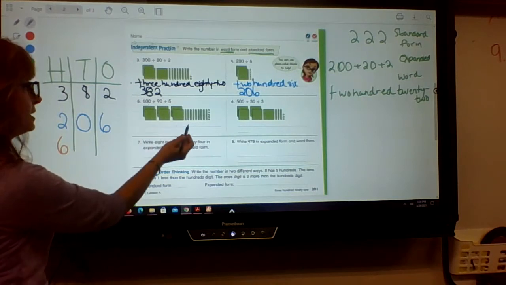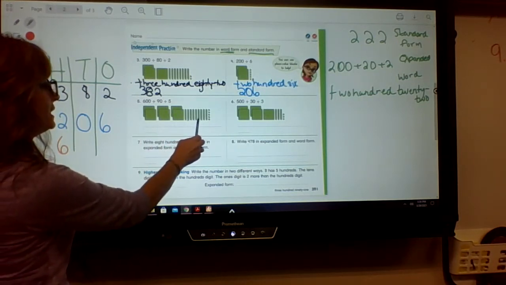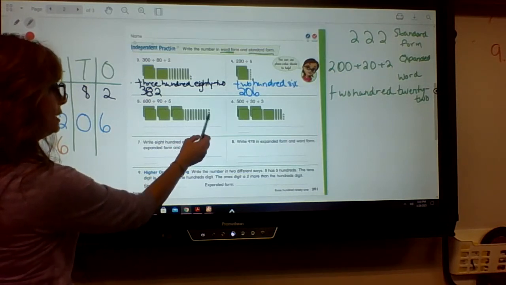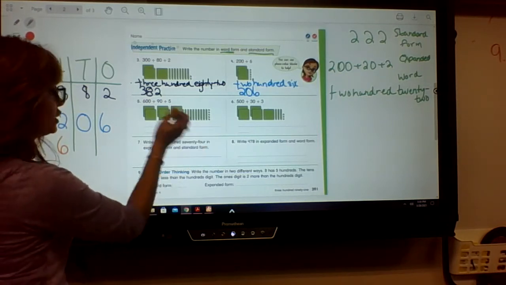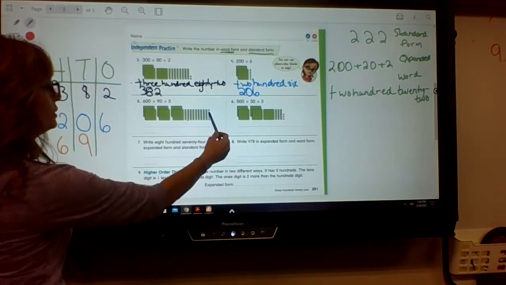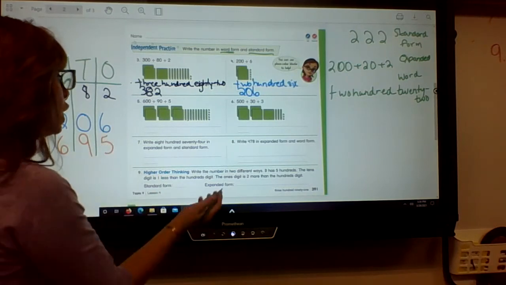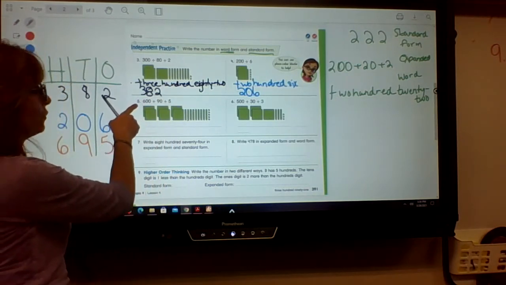So there's 100, 200, 300, 400, 500, 600. 600s plus, let's count our 10s. 10, 20, 30, 40, 50, 60, 70, 80, 90, or these are each 10, so you have 9 tens, which is 90, and then our ones, 1, 2, 3, 4, 5. Okay? All right, so we have expanded form.